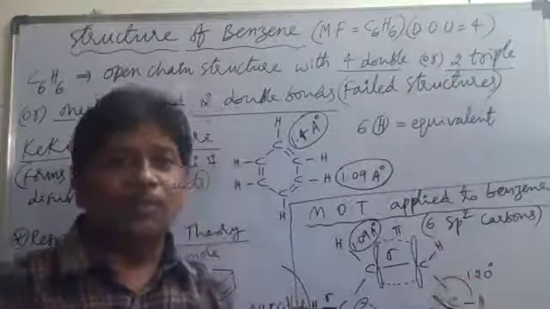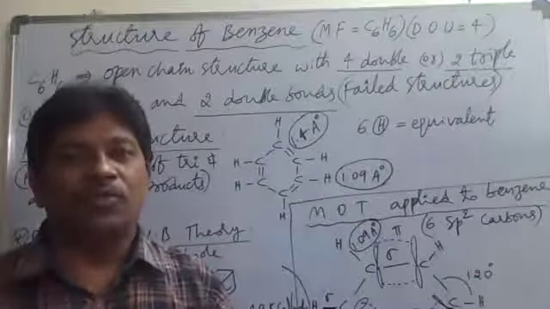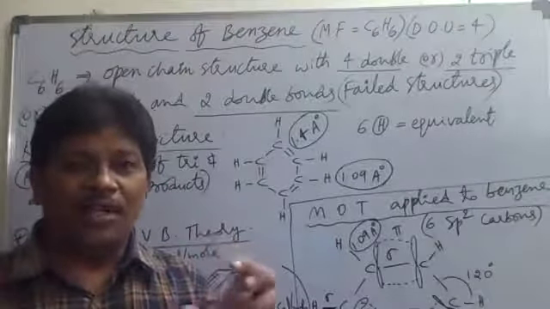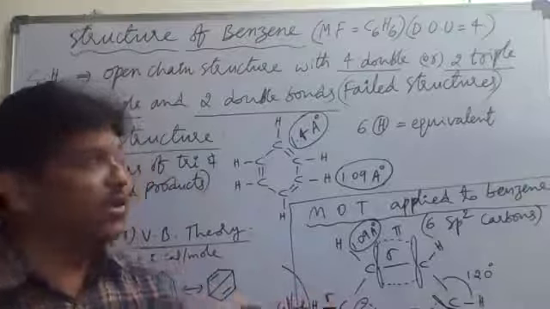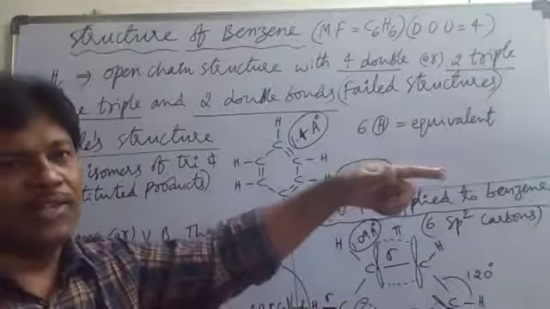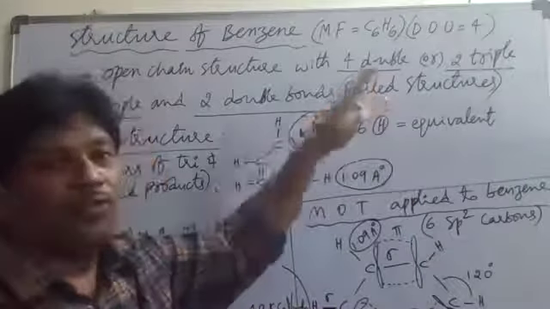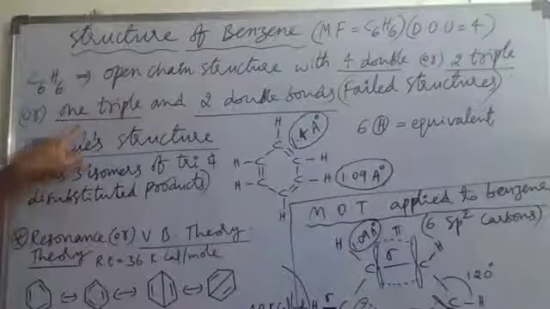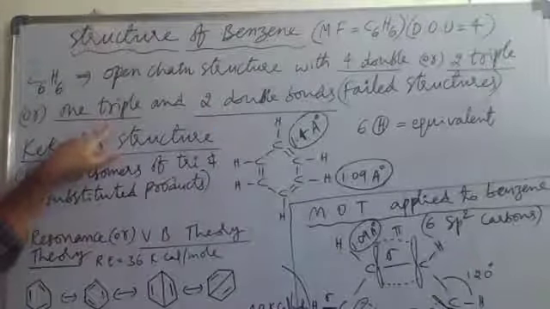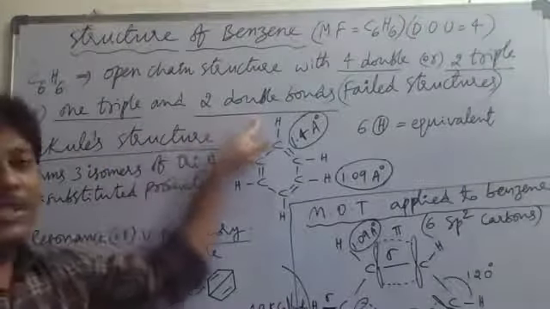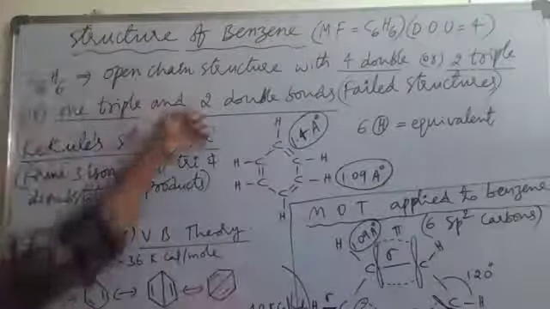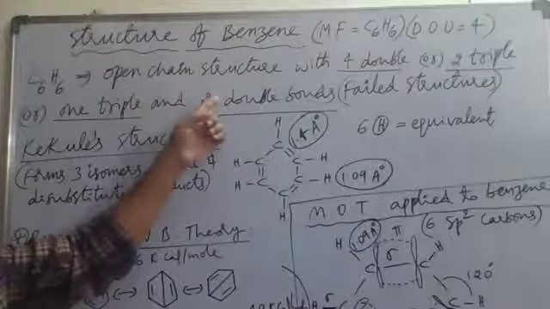For every triple bond, the degree of unsaturation is 2. For every double bond, the degree of unsaturation is 1. For every ring, the degree of unsaturation is 1. So here 2 triple bonds may be present: 2 plus 2, degree of unsaturation 4. 4 double bonds means degree of unsaturation 4. Or 1 triple bond and 2 double bonds may be present: 1 triple bond means degree of unsaturation 2, and 2 double bonds means again 2. 2 plus 2, 4.